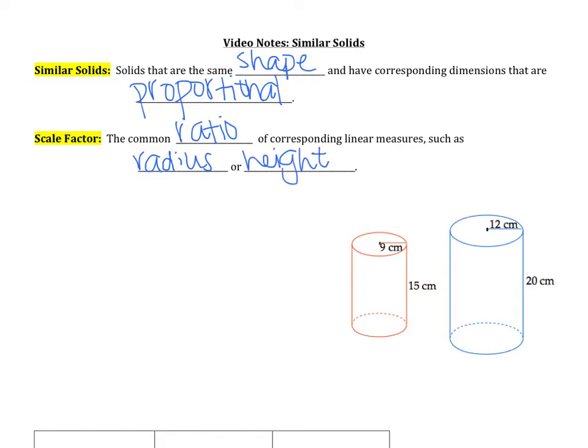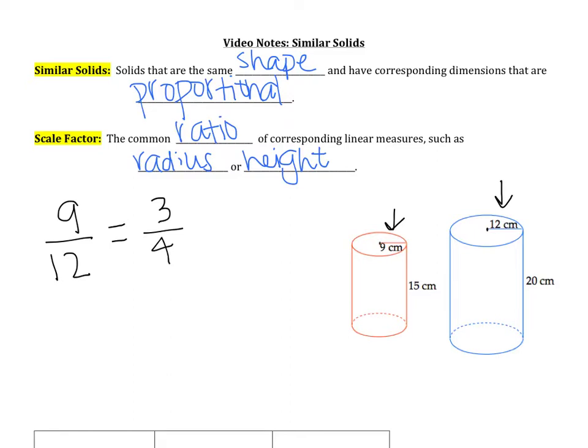Alright, so let's look at these two cylinders that we have down here and let's decide if they are similar or not. First, let's find the ratio of their radii and see if that is the same as the ratio of their height. Okay, to see if they have the same scale factor. The radius of this red cylinder is 9. And the radius of this blue cylinder is 12, so it's going to be 9 over 12. Now that can reduce down to 3 over 4.